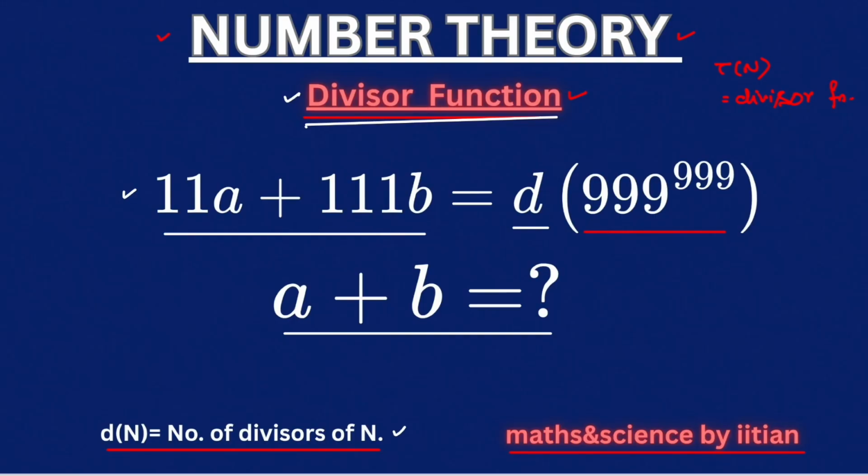Now, we have to find the number of divisors of 999 to the power of 999. It is a very huge number. That number is given by 11a plus 111b equal to that number. Once you know this number, we can know about the equation. Once you know an equation with two variables and a single equation, solving for integers, a plus b is equal to how much? It is a Diophantine equation.